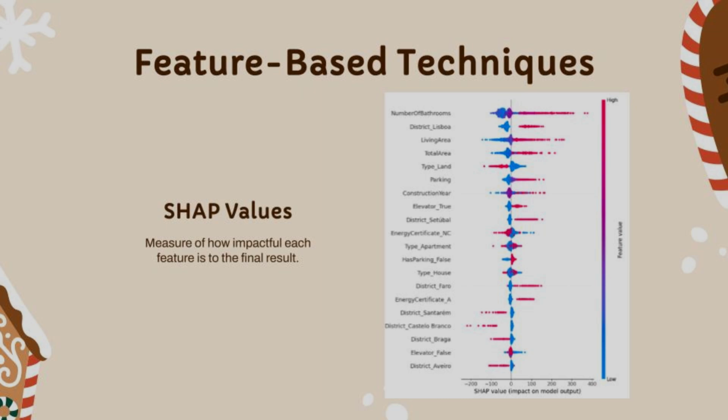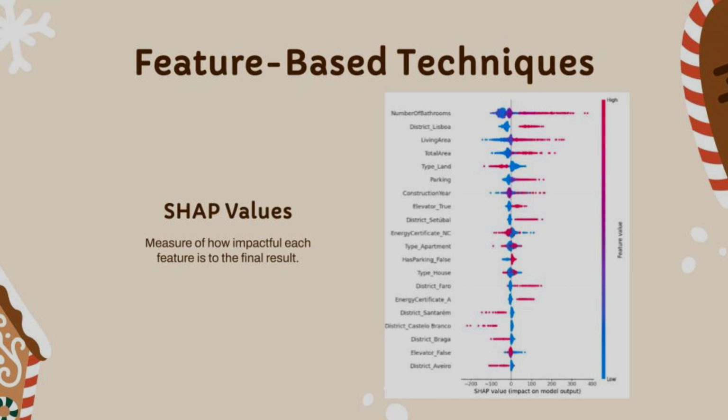For instance, we can see that features like the number of bathrooms and Lisboa usually have the most impact on the model's predictions, which in this case means that the more bathrooms we have, or that most of the samples in Lisboa had an enormous increase in price. And similarly, we can also see that living area and total area also contribute a lot to the price increase.